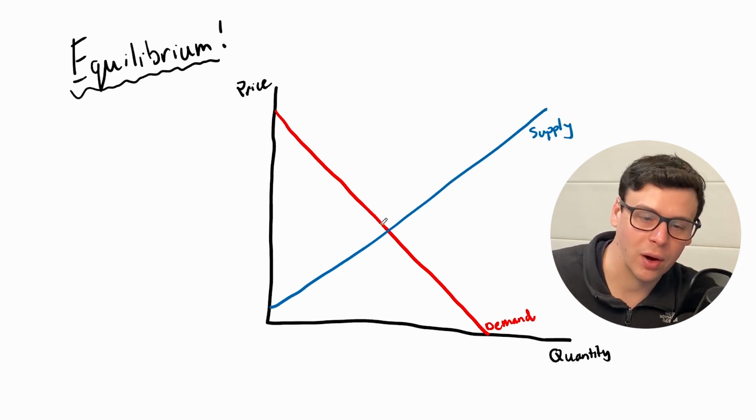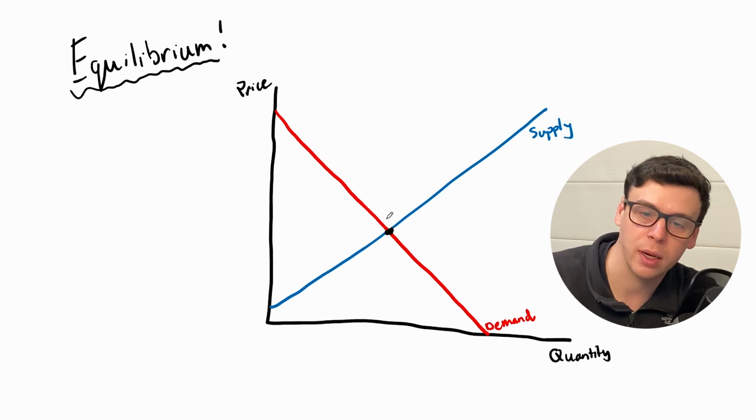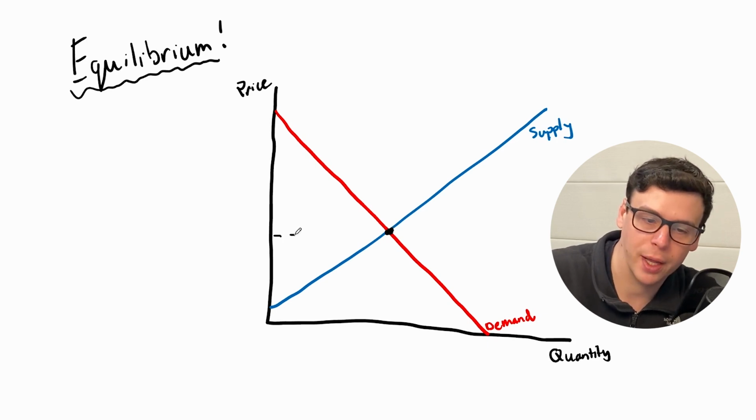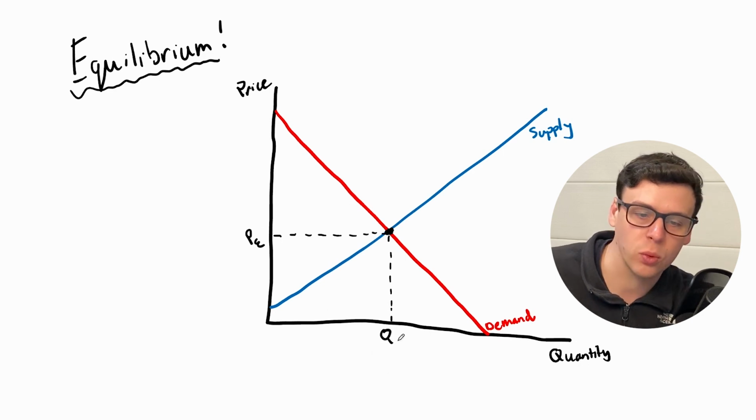So the key to this diagram is simply this point in the middle here, which is when supply equals demand. And this is our equilibrium point. It is the point where that occurs, so where supply equals demand. And at this point, we can say that this is where price is in equilibrium and quantity is in equilibrium.